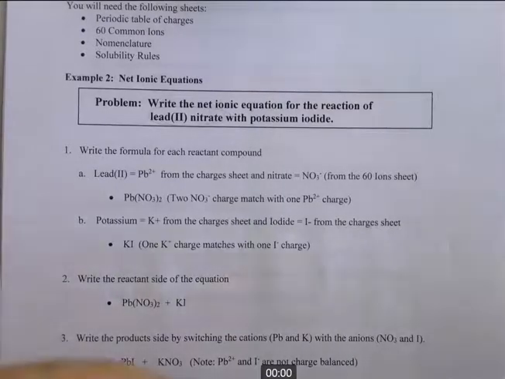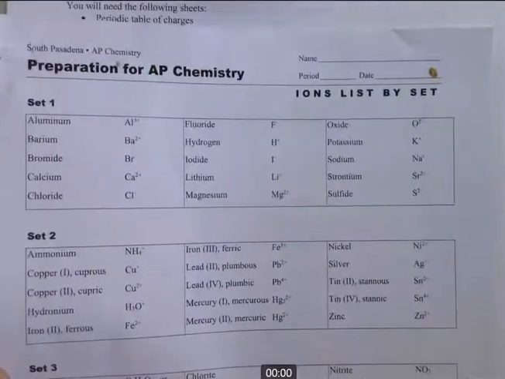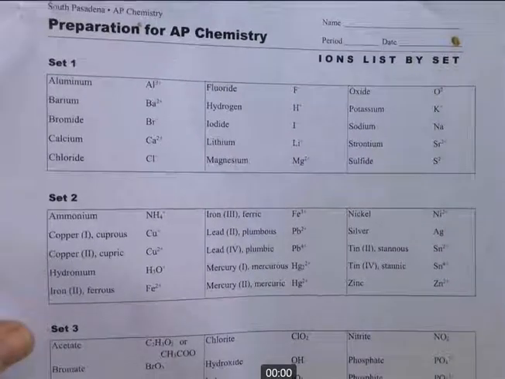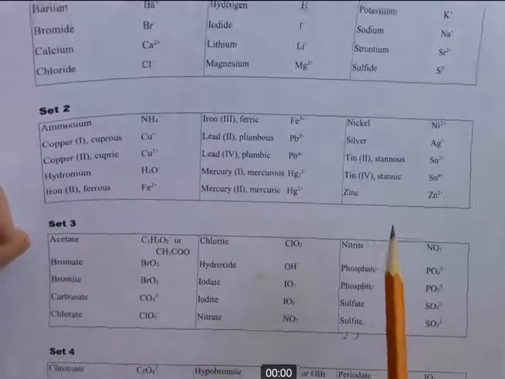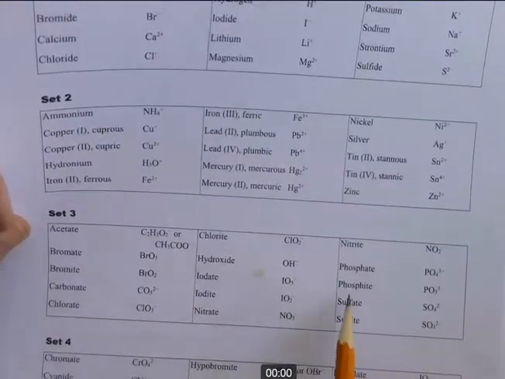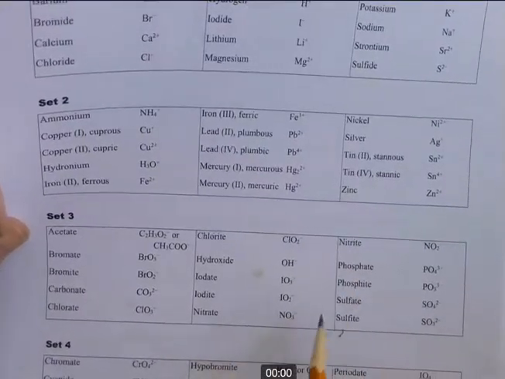Okay, so here's what you should have. You should have your 60 ion sheet. That's the one I really like because it not only has charges of individual element ions, but it also has these covalently bonded ions like phosphate and nitrate and sulfate. So I would have that one out.